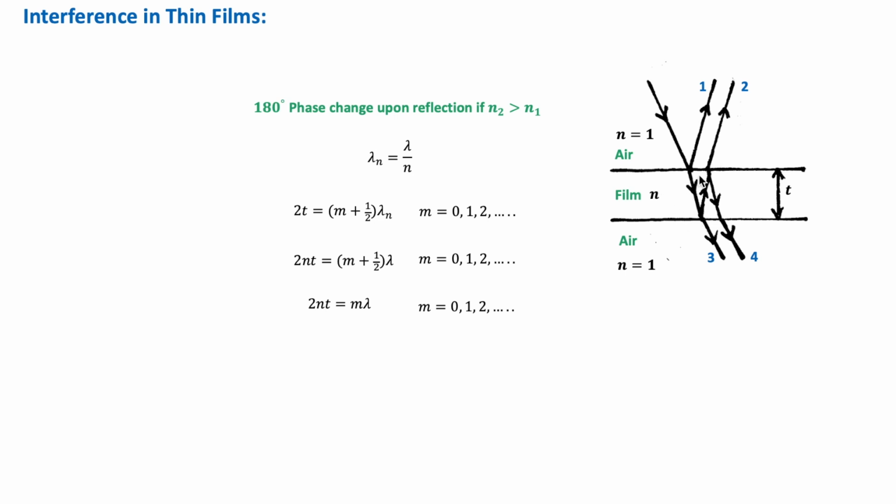So the total phase difference between ray 1 and 2 is the 180 degrees phase change upon reflection, plus this path difference of approximately 2t. For example, if the path difference 2t is equal to lambda n over 2, then the two rays will recombine in phase, resulting in constructive interference. So the general condition for constructive interference for a thin film is given by this equation.